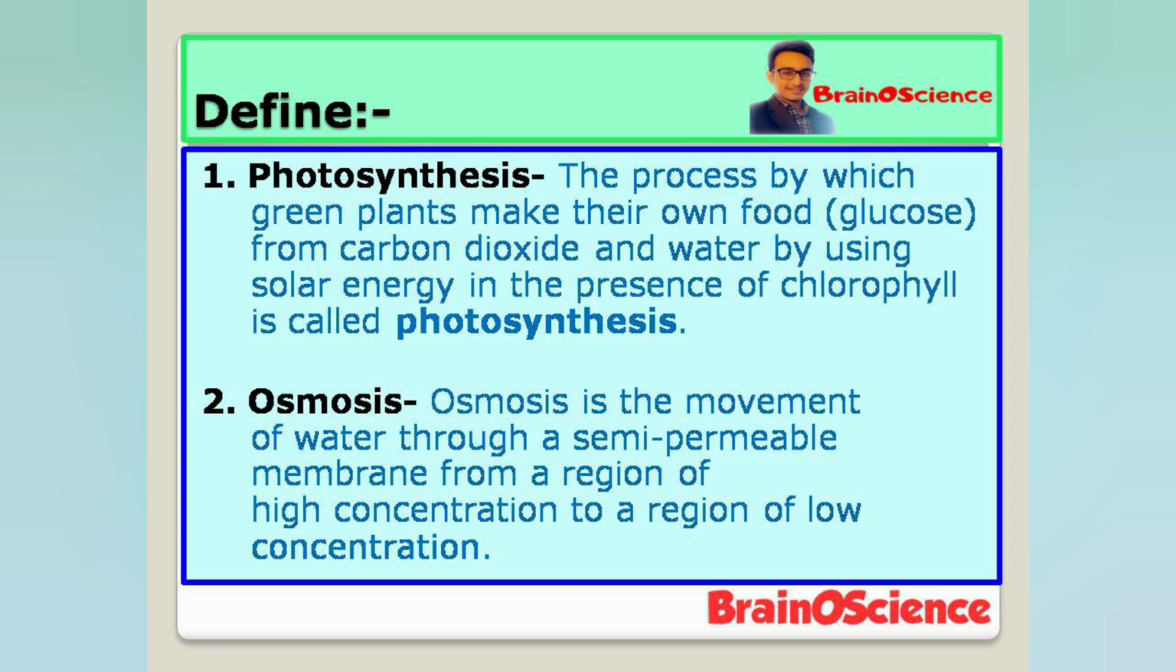Number 1 is photosynthesis. The process by which green plants make their own food, meaning glucose, from carbon dioxide and water by using solar energy in the presence of chlorophyll is called photosynthesis. Number 2 is osmosis. Osmosis is the movement of water through a semi-permeable membrane from a region of high concentration to a region of low concentration.